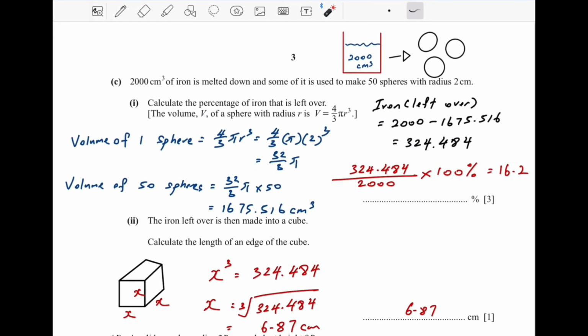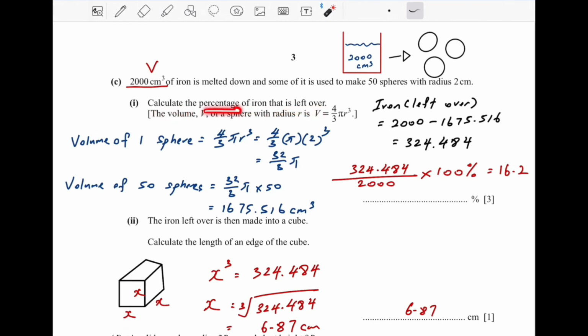Okay, this one. 2000 cm cubed of iron, you have to understand that this is referring to the volume, and it's melted down, so it will be a liquid. So 2000 cm cubed of iron as a liquid is going to be used to form 50 spheres, with each sphere of radius 2 cm. So there's 50 spheres, and one of the radius is 2 cm.